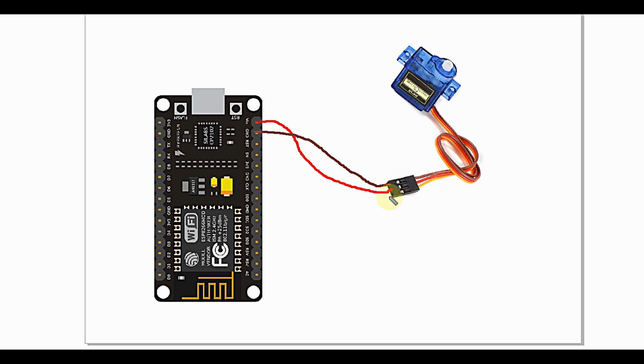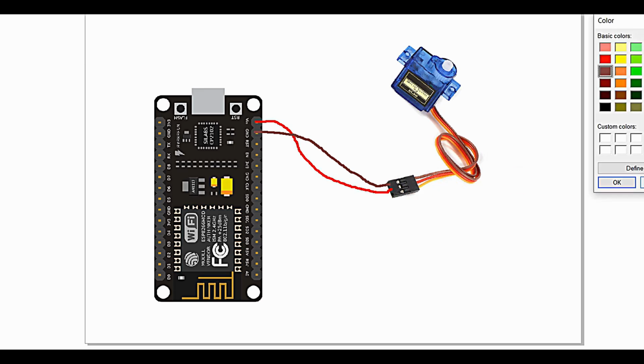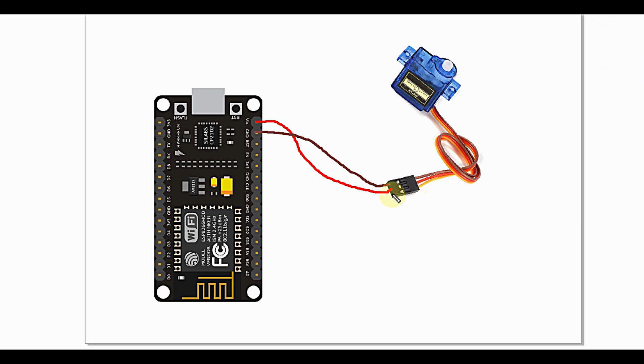And as I mentioned, the orange is the PWM signal line of the servo motor. So I am just going to connect that particular line to one of the digital pins, let's say D4 of NodeMCU. I will be doing this connection using three male to male jumpers, and that's all about the connection. Further, I will be connecting the NodeMCU to my PC USB port using a micro USB cable.